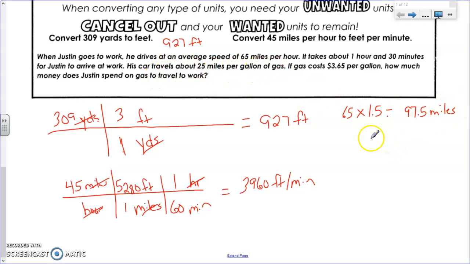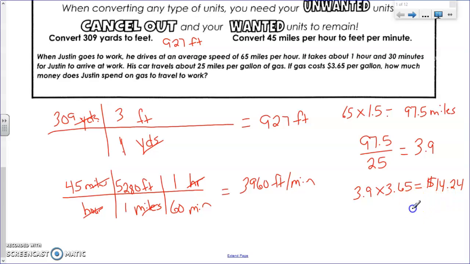All right, so we know we're driving 97.5 miles to work, and his car travels about 25 miles per gallon. So we're going to take these miles and divide by 25, because that's how many miles per gallon, and that's going to give me 3.9. That's how many gallons we're going to need. It's $3.65 per gallon. So we're going to do 3.9 times 3.65, and that's going to cost him $14.24 to get to work. And that's one way.